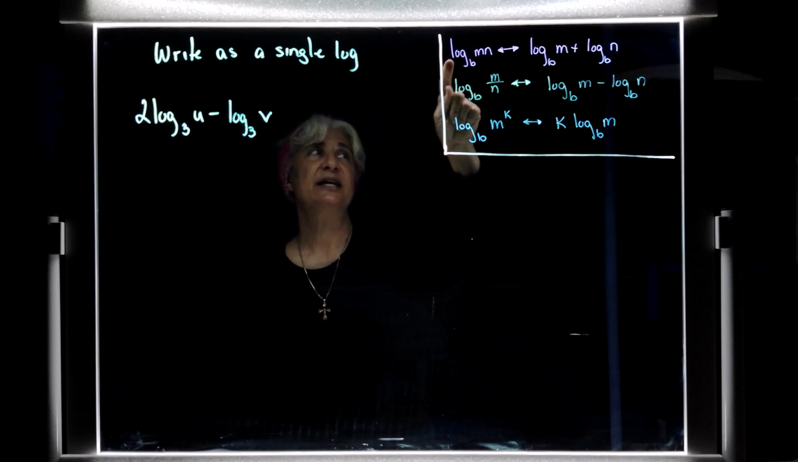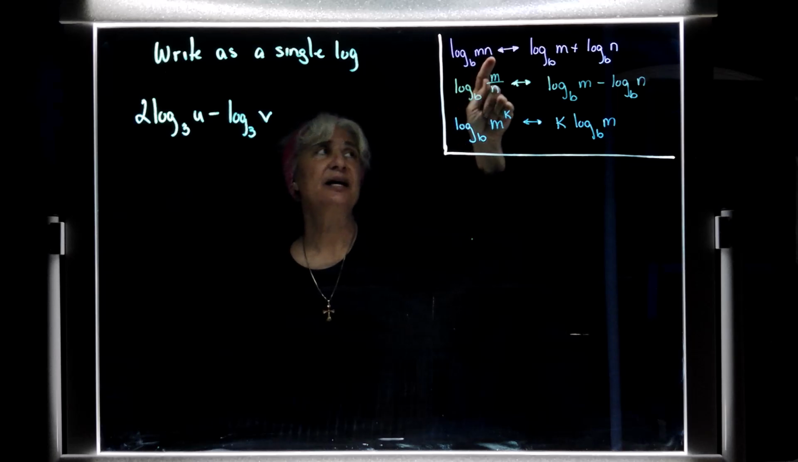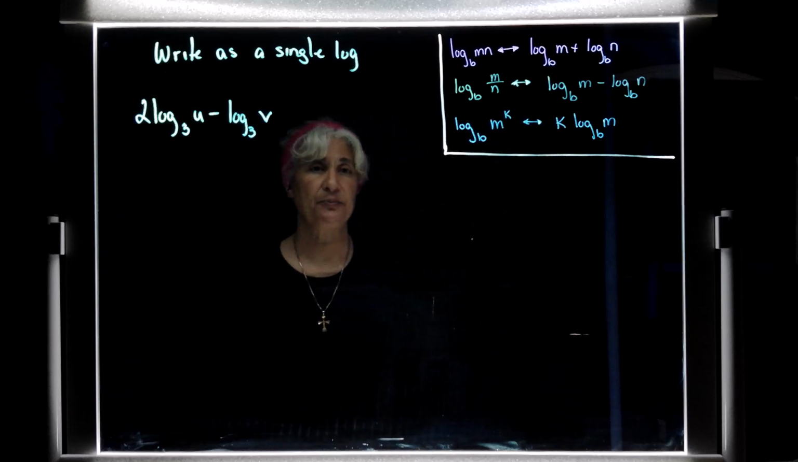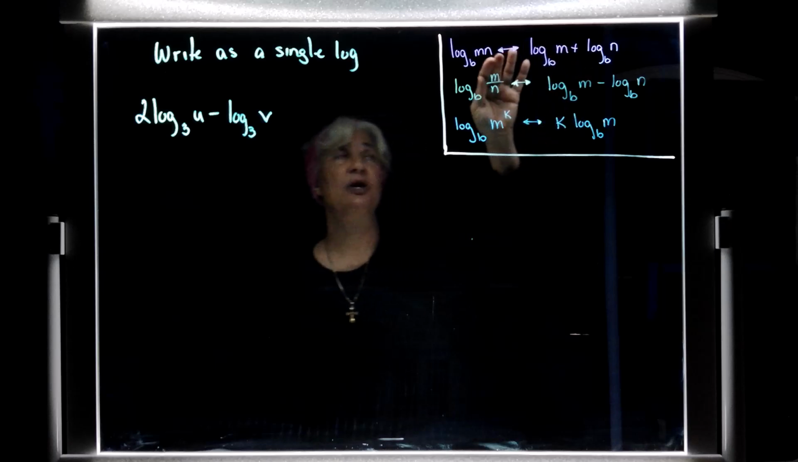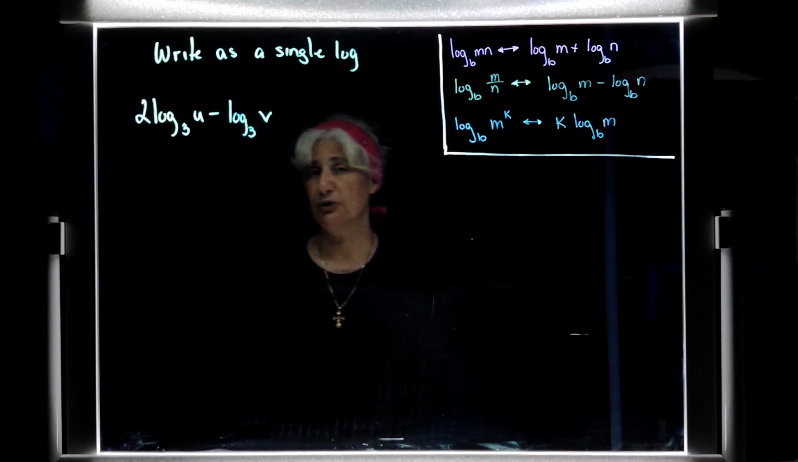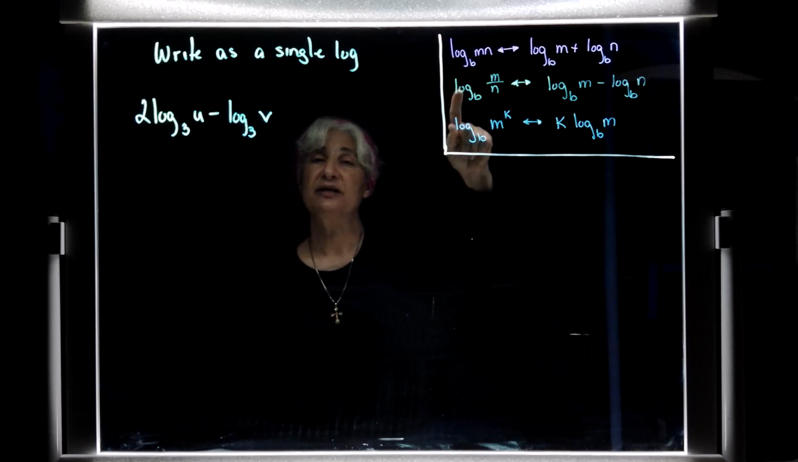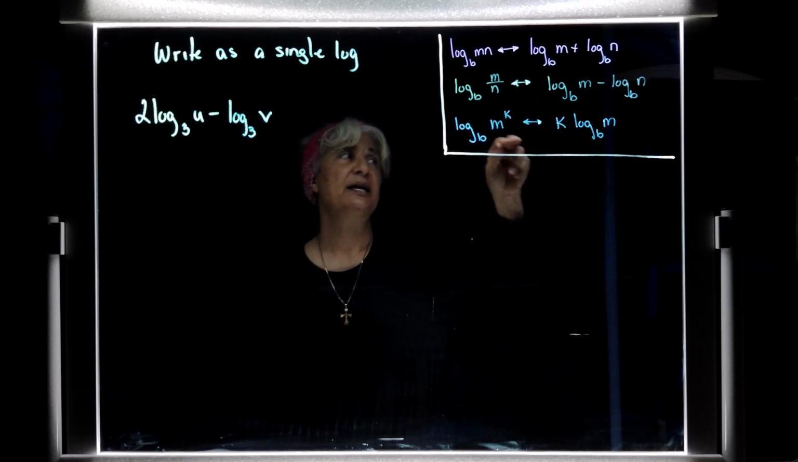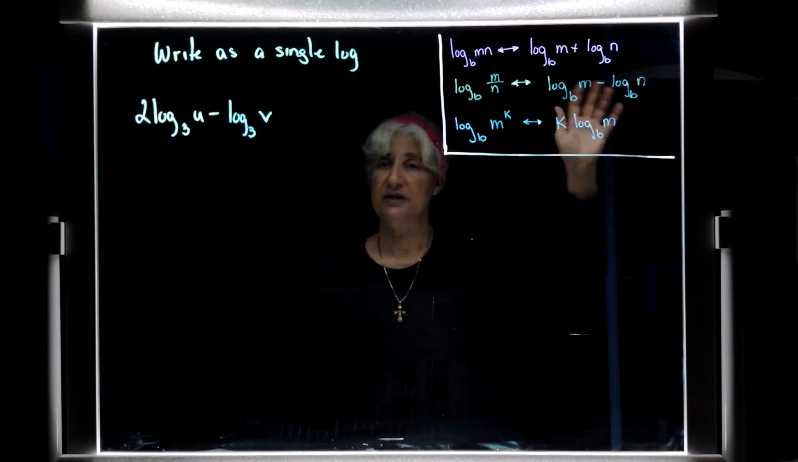First one says if I take the log base b of m times n, it'll actually separate into an addition problem. But the great thing is if I can go forwards, I can go backwards. If I have an addition problem, I can bring it back together as a multiplication problem. The second rule says if you're taking the log base b of a division problem, you can separate it into log base b of the numerator minus log base b of the denominator.